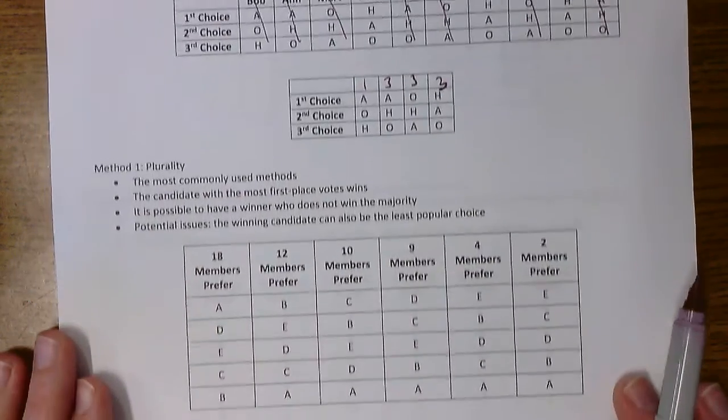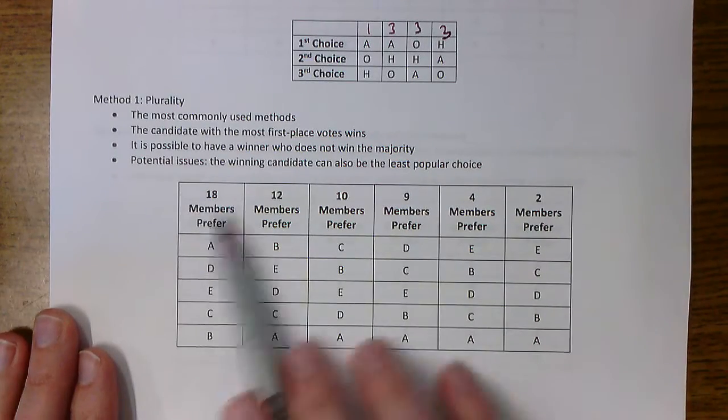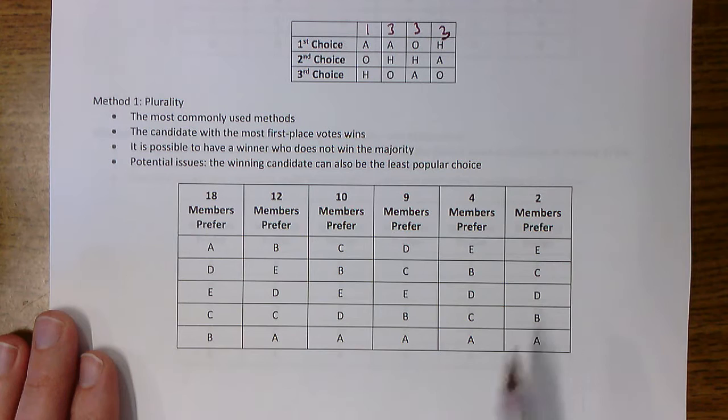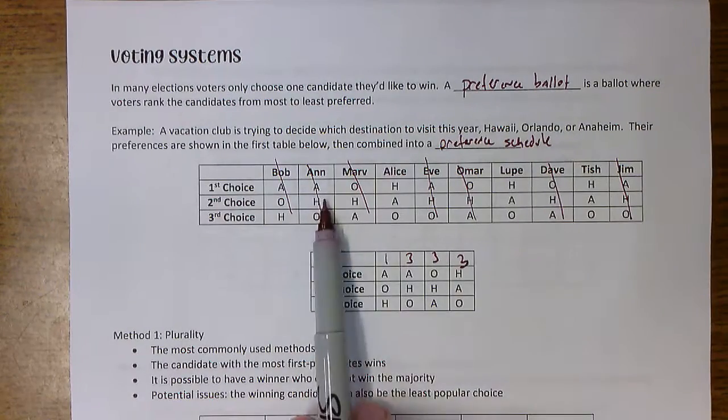So we're going to look at 5 different voting methods using this table of data. This is just a preference schedule that I put together. 18 different people said that they preferred this, 12 people said this, 10 said this, 9, 4, 2. Okay, so I took all of these votes already and combined them together into a preference schedule.